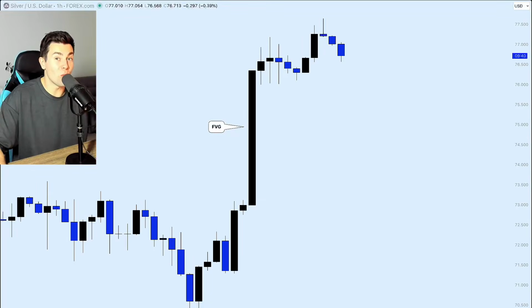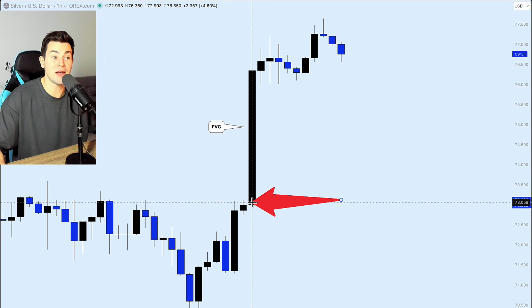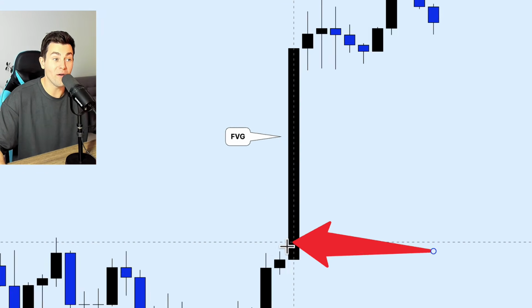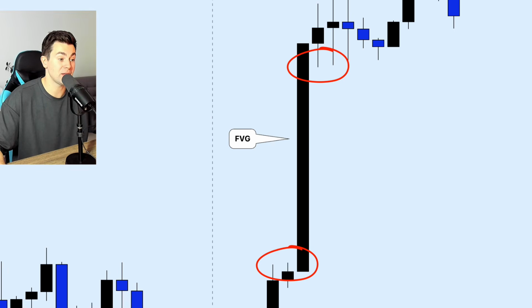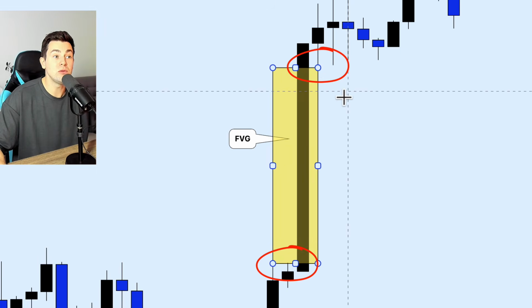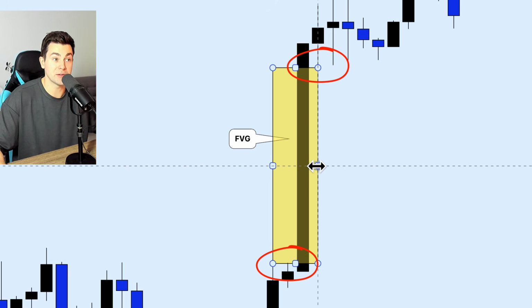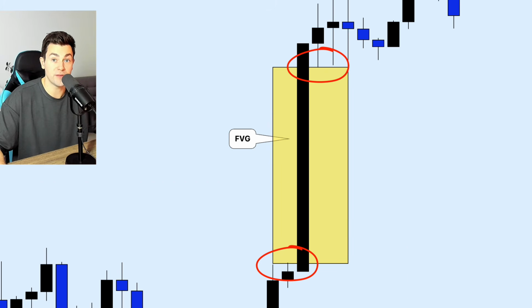First, let's discuss why this fair value gap is valid. We see a high momentum bullish candle, and let's analyze the wicks of the previous and the next candle. You can see that the wicks of this candle do not overlap. It is the first important element of a valid fair value gap.